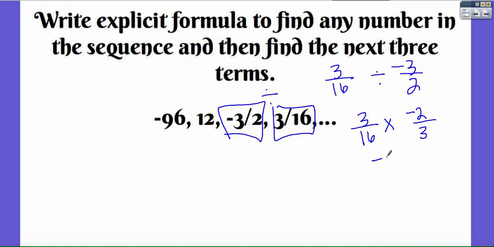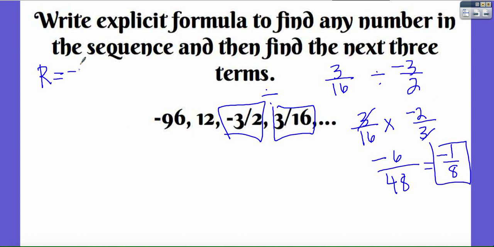So really this is -3 times 2 is -6 over 3 times 16 is 48, or I could have cross-reduced inside. Either way, this is giving me the common ratio, but I need to simplify it to find out that my common ratio is -1/8. So even if I continue to go backwards, every time my common ratio is -1/8.